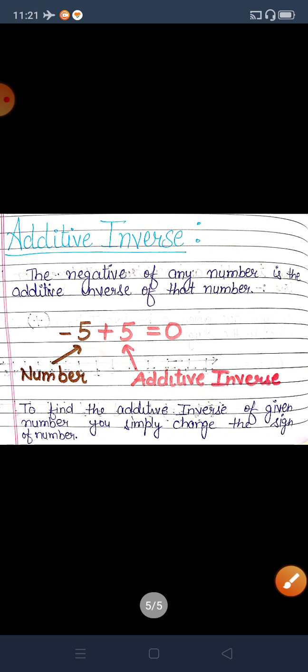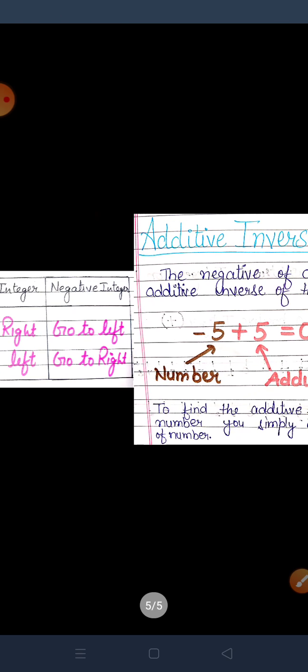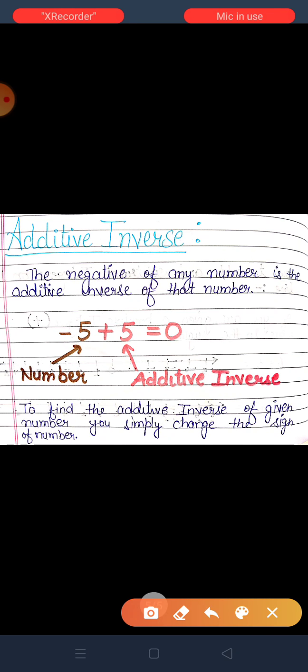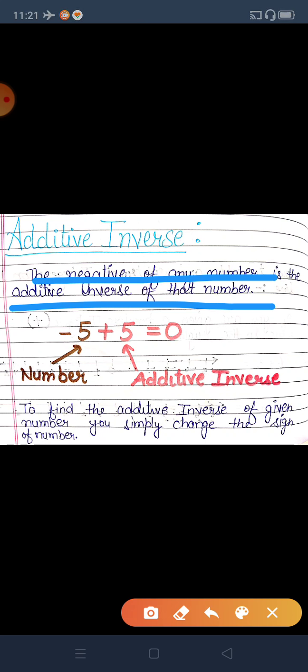Understand? Now the next topic is additive inverse. What is additive inverse? Additive means addition, inverse means opposite. The negative of any number is the additive inverse of that number. You simply have to learn this definition.